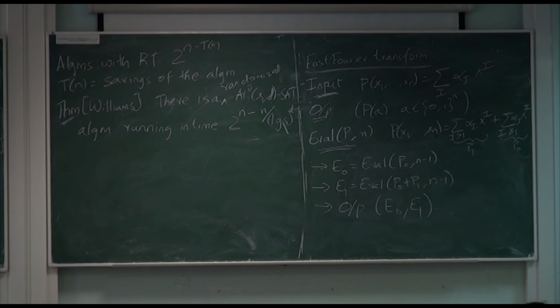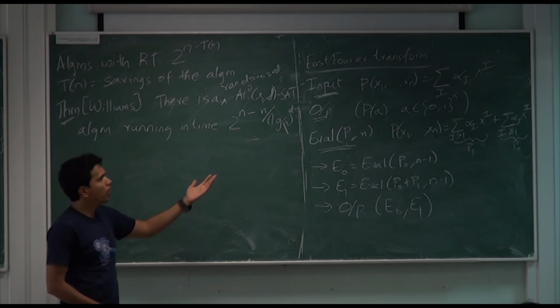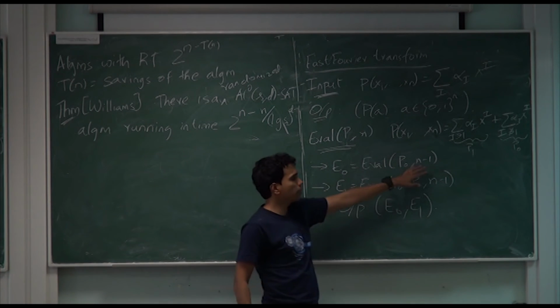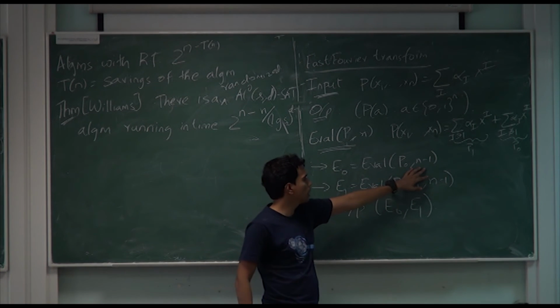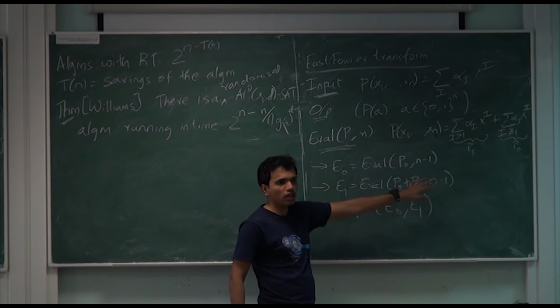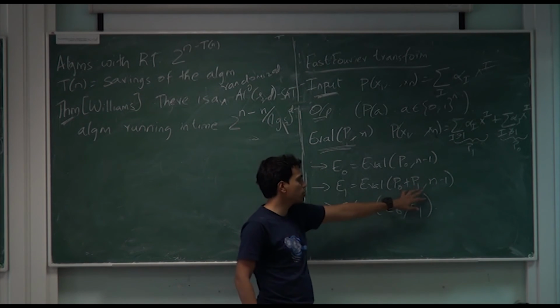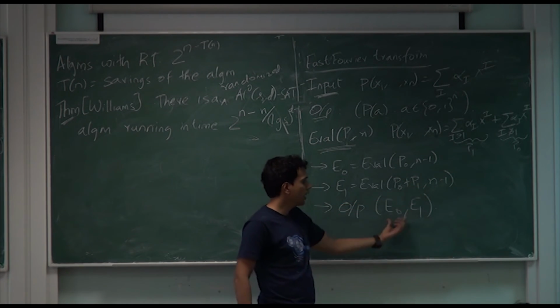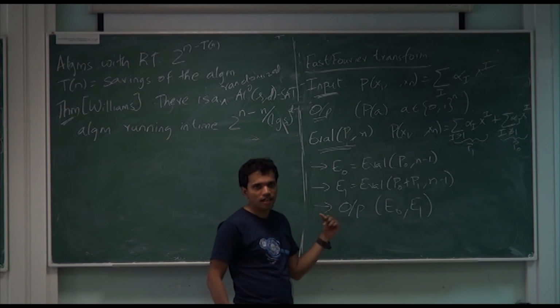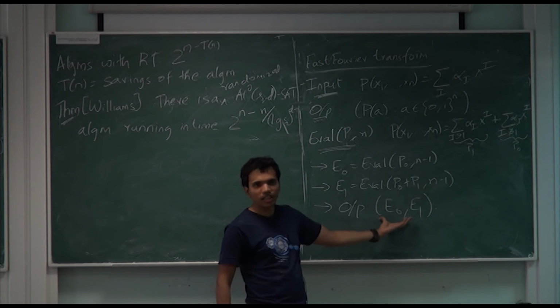So that's the algorithm. Very simple, right? You have this list of maybe 2 to the n coefficients. You evaluate half of them on an n-1 dimensional hypercube. You evaluate their sum on the n-1 dimensional hypercube again, and the concatenation of these two things is the answer. What's the running time of this algorithm?